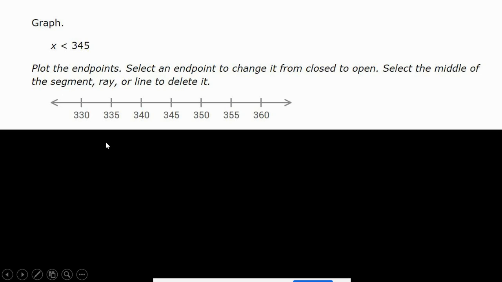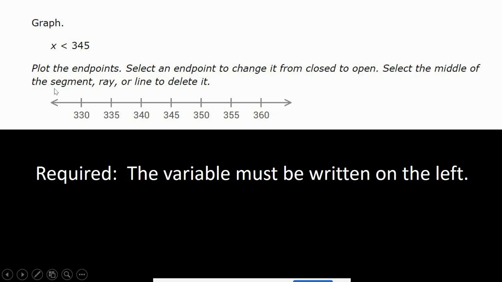So go ahead and pause the video and see if you can graph that. Okay, so we wanted to say, is the variable on the left? Well, it is. So that's handled. Second question was, is there an equal sign? No. So we should have started at 345 and not a closed circle, but an open circle, because we don't get to count this number. And then what direction am I supposed to graph? Well, it's pointing to the left. So we needed to graph it that way.